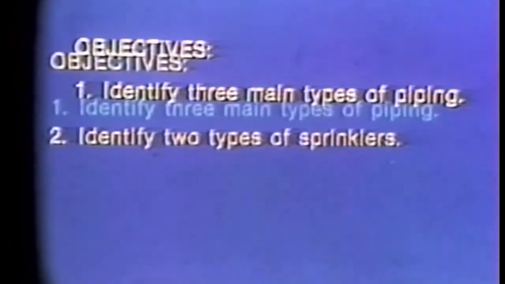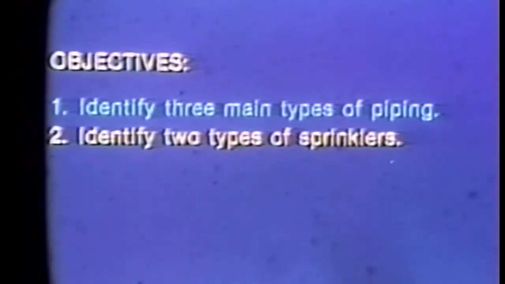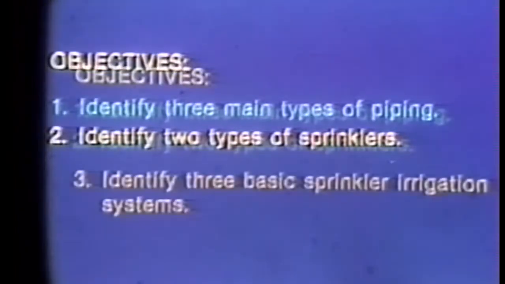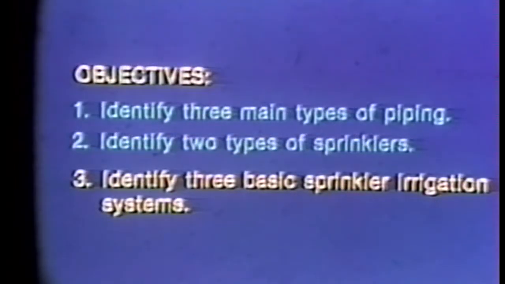This 5-part series is to introduce you to information necessary to help you assist farmers in planning a conservation irrigation system. Upon completion of this part of the module, you will be able to: 1, identify 3 main types of piping used for the mainline pipe unit; 2, identify 2 types of sprinklers most commonly used; and 3, identify the 3 basic sprinkler irrigation systems.